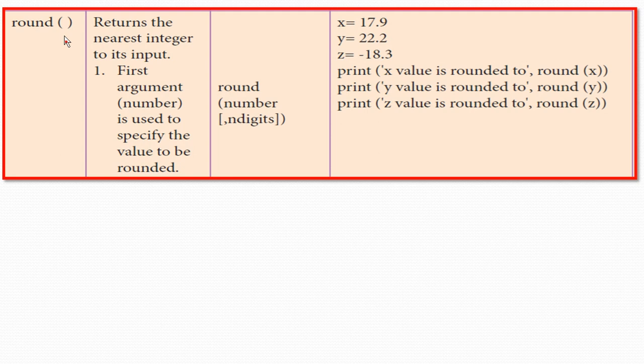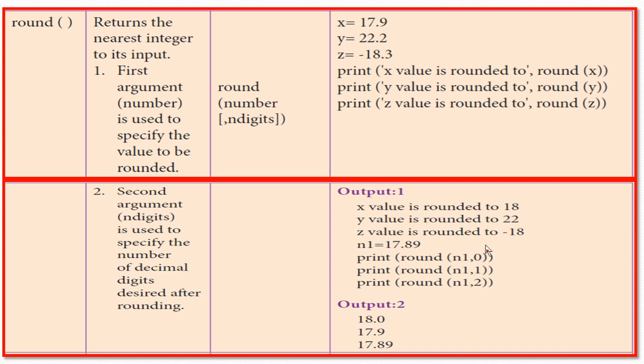Next one, round. It returns the nearest integer to its input. First argument, number, is used to specify the value to be rounded. It returns the nearest integer to its input, that is, it rounds the number. Here x equal to 17.9. Round of x means the value is 18. 17.9, the nearest value is 18. 22.2, the nearest value is 22. Minus 18.3, the nearest value is minus 18. Here minus 18 is the nearest value.